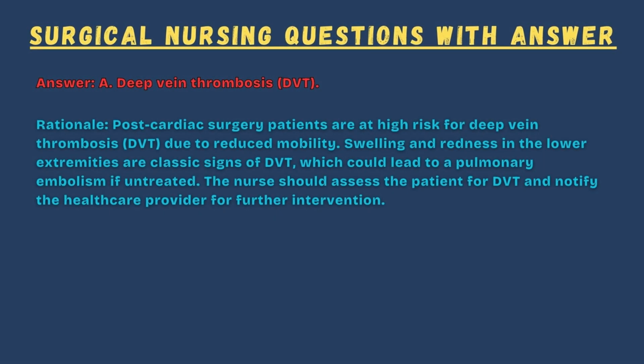Answer. A. Deep vein thrombosis, DVT. Rationale. Post-cardiac surgery patients are at high risk for deep vein thrombosis, DVT, due to reduced mobility. Swelling and redness in the lower extremities are classic signs of DVT, which could lead to a pulmonary embolism if untreated. The nurse should assess the patient for DVT and notify the healthcare provider for further intervention.